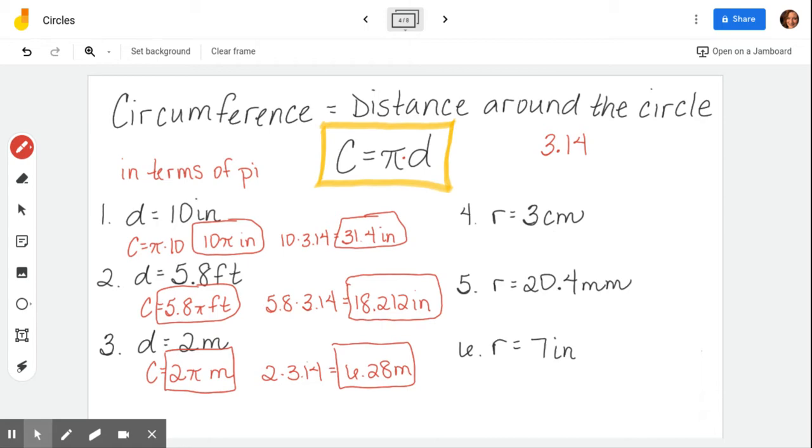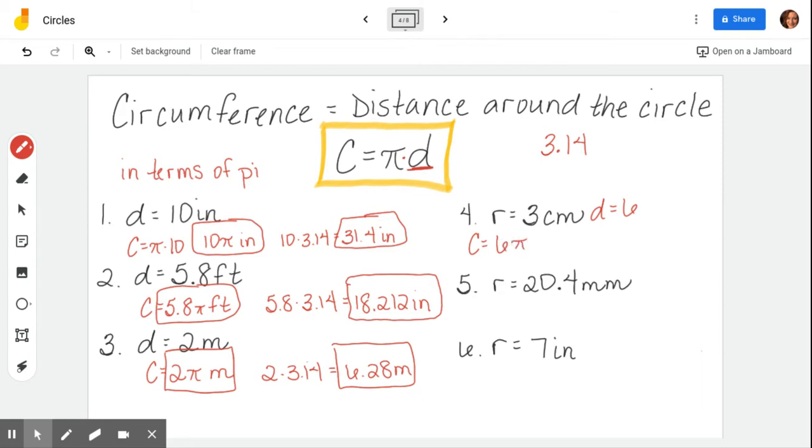If you're given the radius, you've got to go that extra step first. My formula is for diameter, so if I have the radius, then I need to double that first. So on number 4, if the radius is 3, that means the diameter would be, double it, 6. So circumference equals diameter 6 times pi.